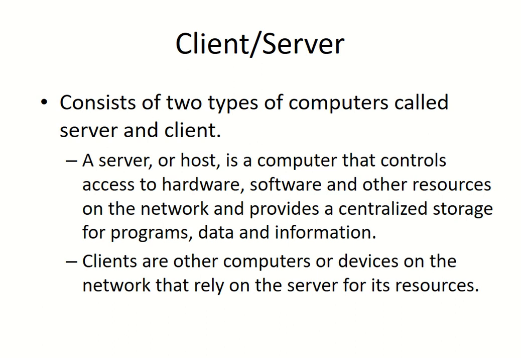They consist of two types of computers called server and client. Okay, so there are two types of computer, one called a server and the other called a client. The server can be more than one, and clients are many. A server or host is a computer that controls access to hardware, software, and other resources on the network and provides centralized storage for programs, data, and information. So what is the role of a server? It provides centralized storage for programs, data, and information to the clients.